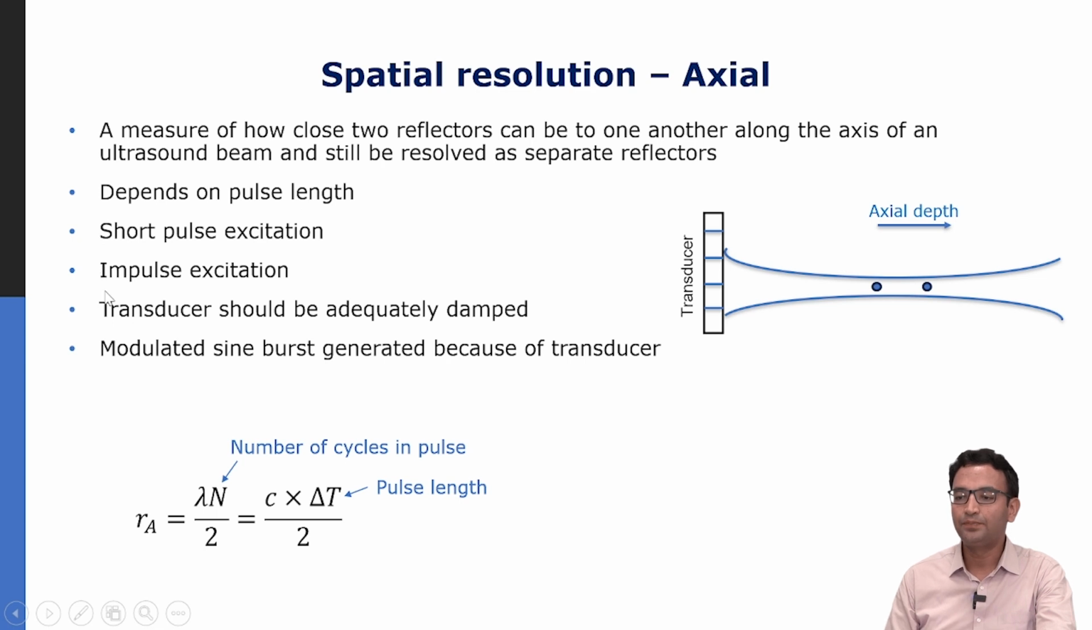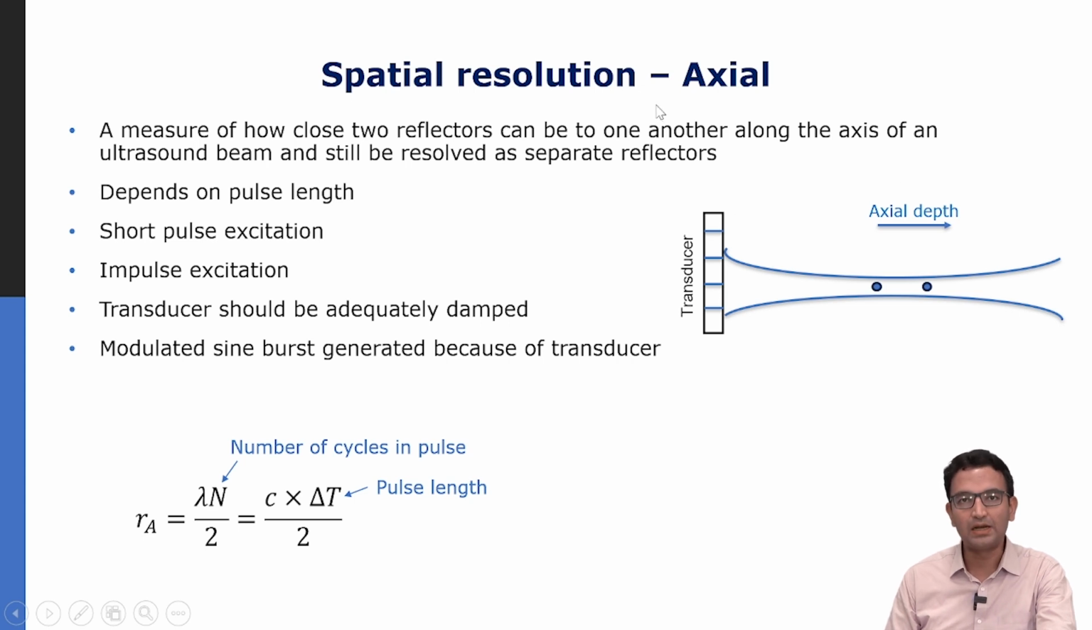So, like I said, impulse excitation can be used. In some cases, it is not practical. Then a very short sine burst can be used to excite the transducer to get good axial resolution. And like I said earlier, if the transducer is damped, it will not ring a lot. If it doesn't ring a lot, then the spatial pulse length will be shorter and the axial resolution will be better.